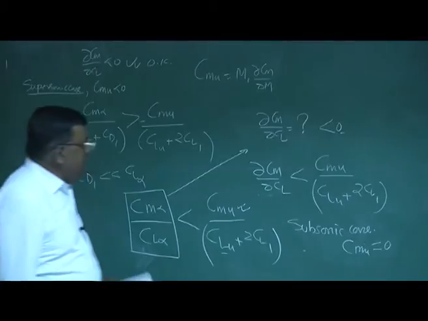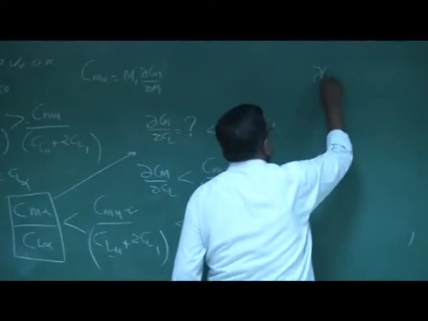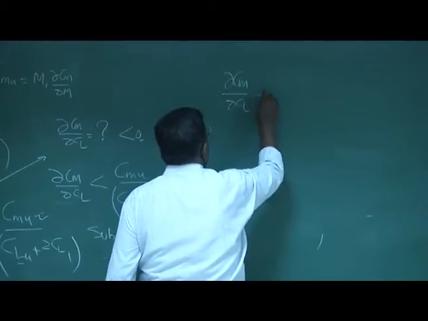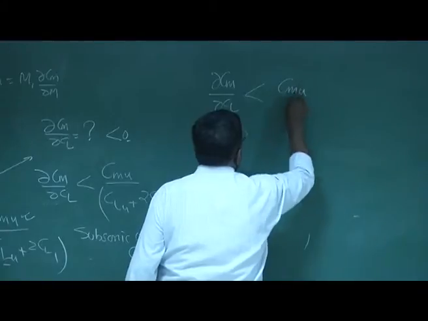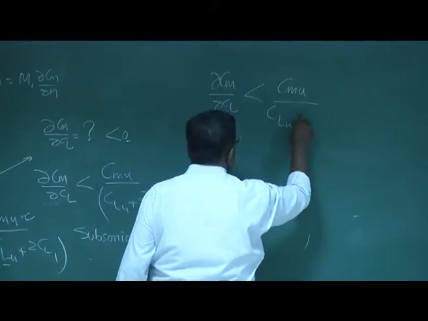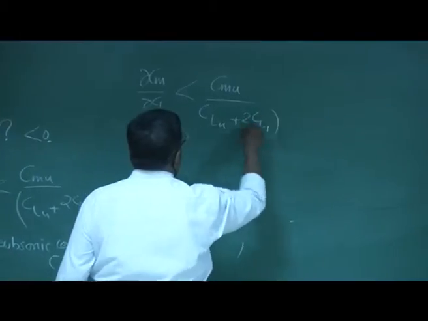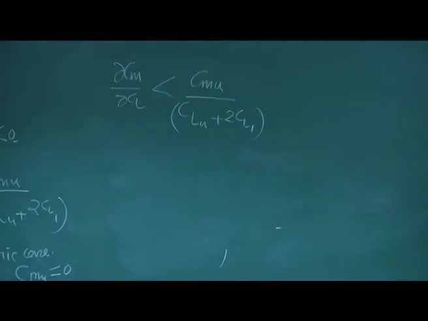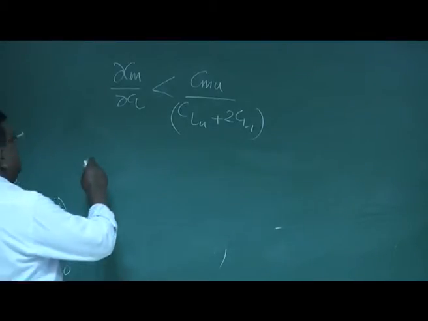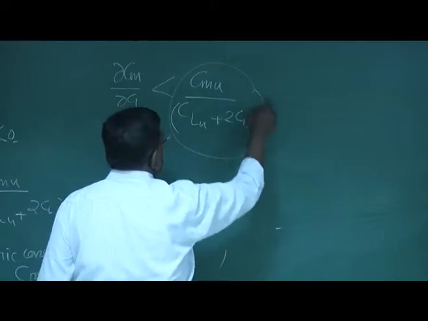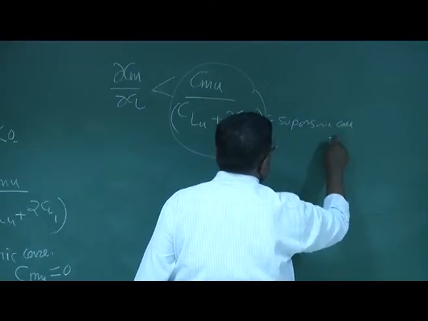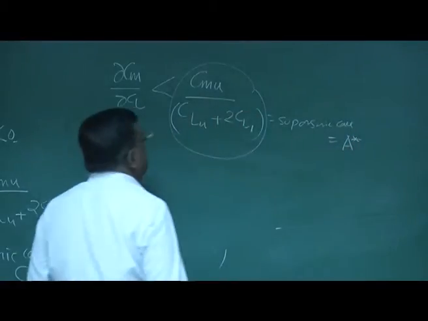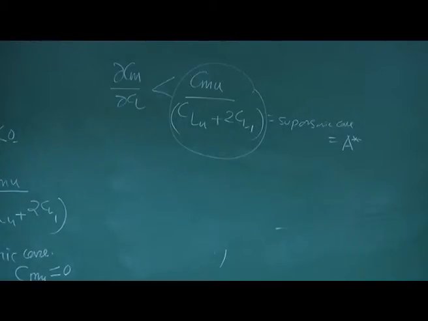Let us see that. So we see here that dCm/dCl should be less than CMU/CLU plus 2CL1. We know CMU is negative for the supersonic case, so dCm/dCl less than 0 is fine. But what is this number for the supersonic case, let's say A star? I can get the value of CMU, CLU and CL1.